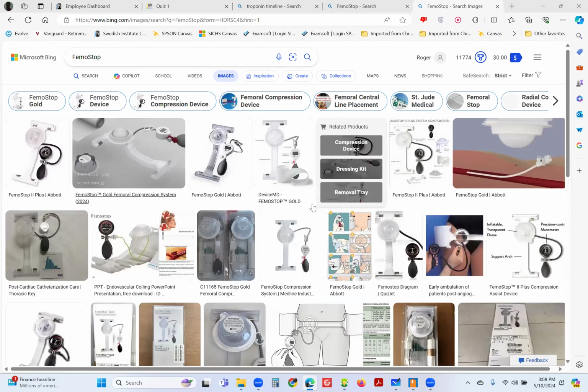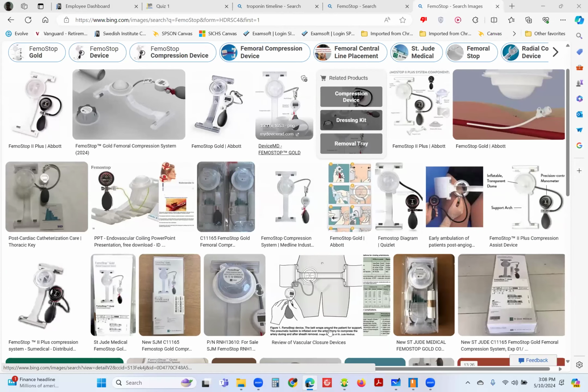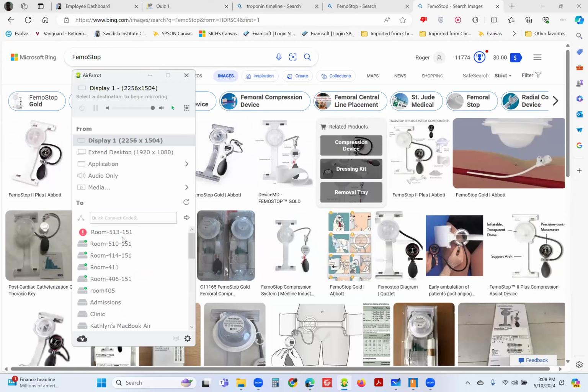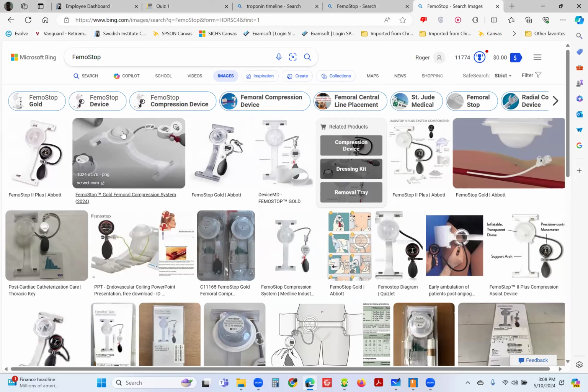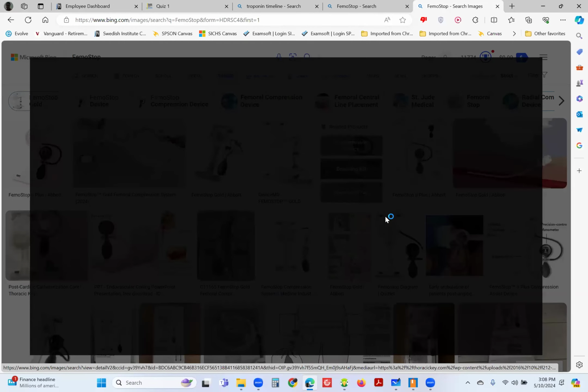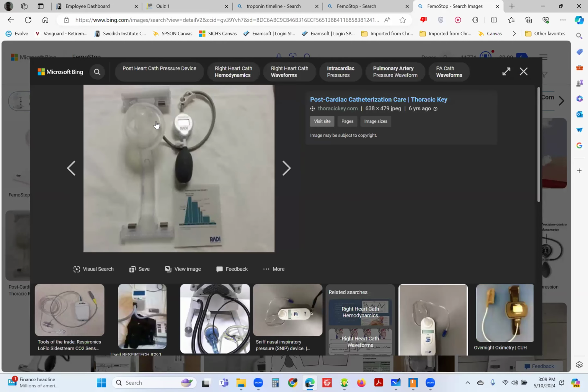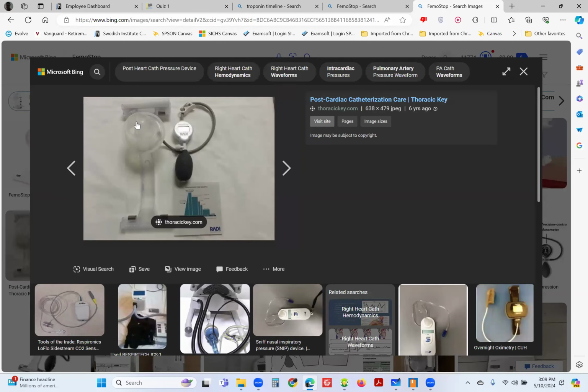So here's what it looks like. It has a half circle, like half of a ball, like this. So you turn this upside down and you apply that. Here's a better picture. You apply this, see this dome shape? You apply that over the femoral artery.